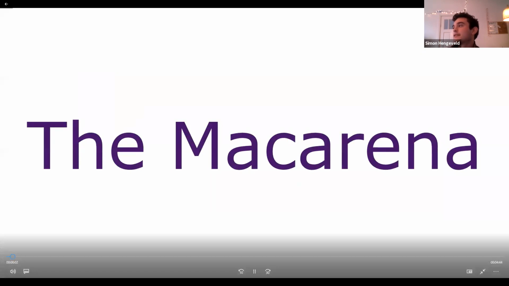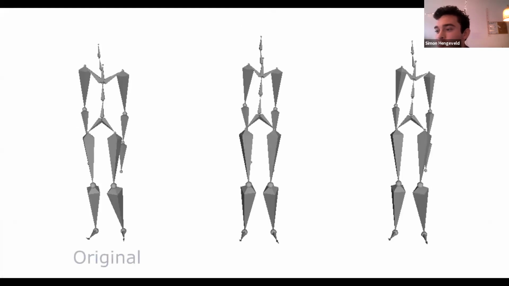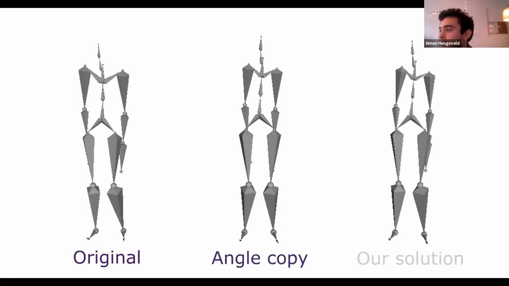First we will look at the Macarena motion. On the left, we show the original animation. In the middle, we show what happens when you simply copy the angles. And on the right, we show our solution. The two skeletons on the right have adapted morphology because they have shorter shoulders. As you can see highlighted in red, they are 30% shorter than the original skeleton. All right, let's look at the animation.